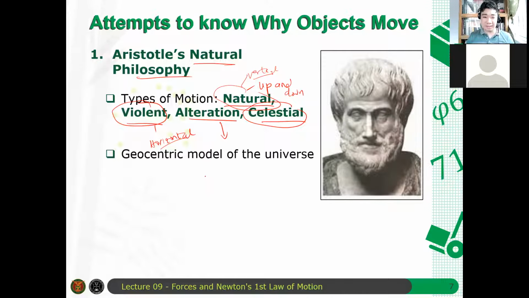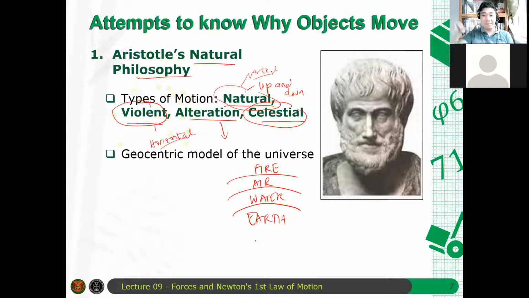So the natural tendency depends on the type of matter it contains. What is that matter? Of course, this isn't the periodic table yet, because this was 2,000 years ago. So you have your Earth, water, air, and fire.